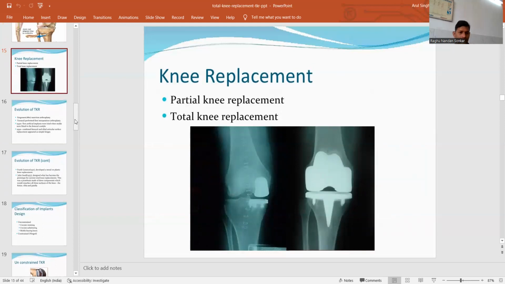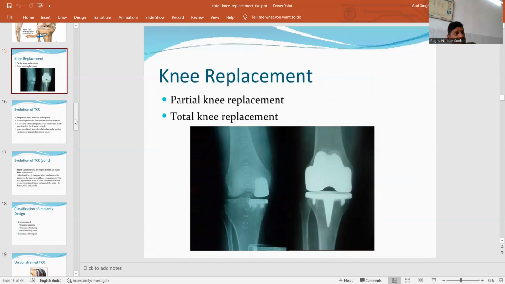Now, knee replacement. Knee replacement can be done in two ways: partial knee replacement and total knee replacement. Partial knee replacement can only be done when the medial compartment is involved. Only one compartment is involved, that is known as medial osteoarthritis. So it is particularly indicated in the medial compartment.